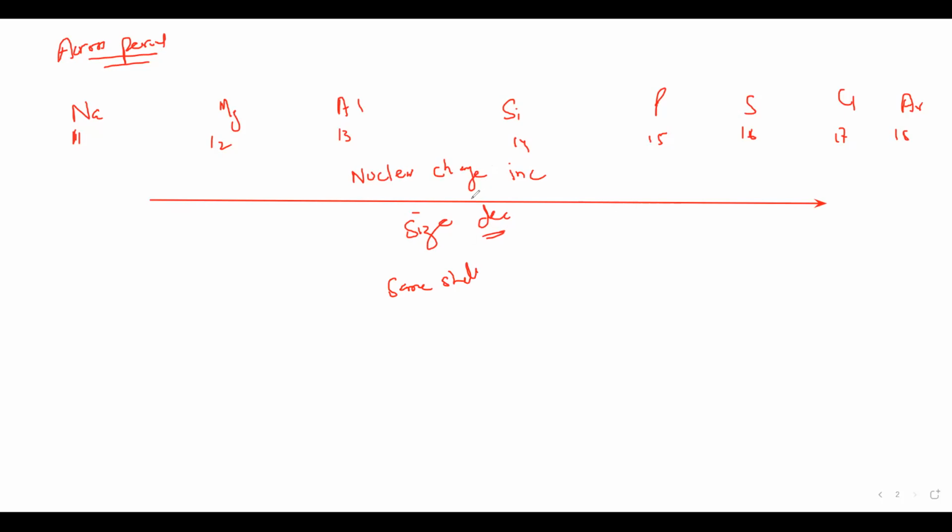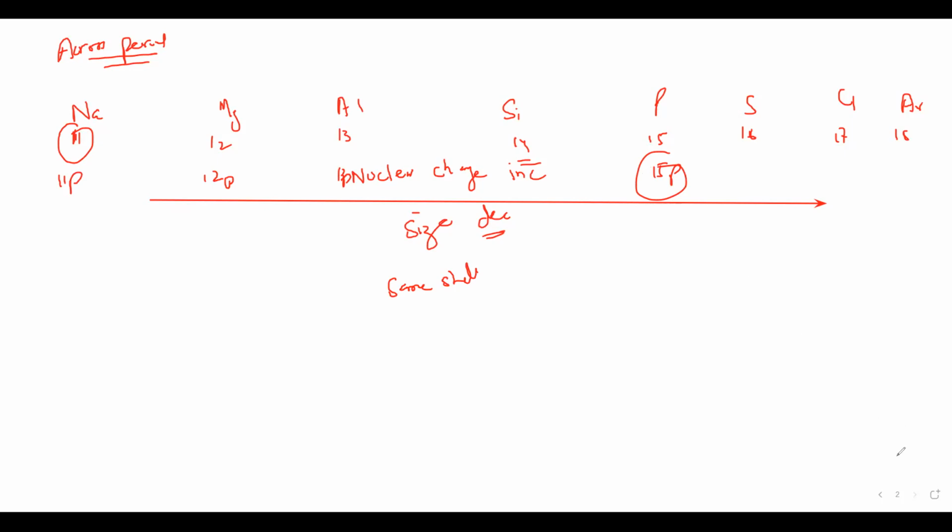But in sodium, the 3 shells of electrons are experiencing a force from 11 protons, but in magnesium there are 12 protons, in aluminum 13 protons, silicon 14 protons, phosphorus 15. So the nuclear charge is increasing. That's why when we move across the period, the size will decrease.